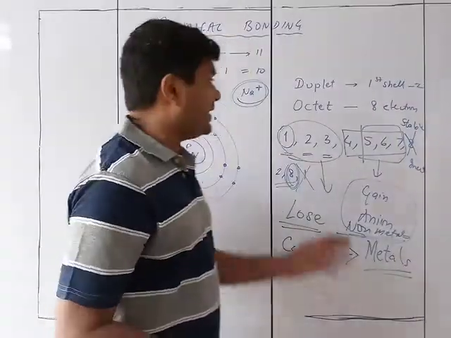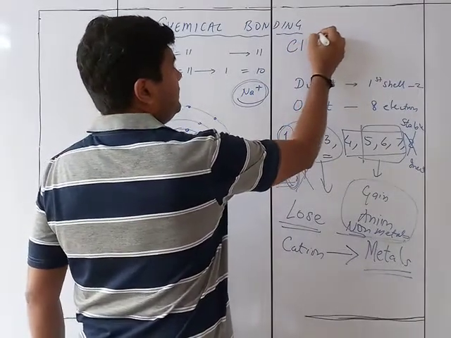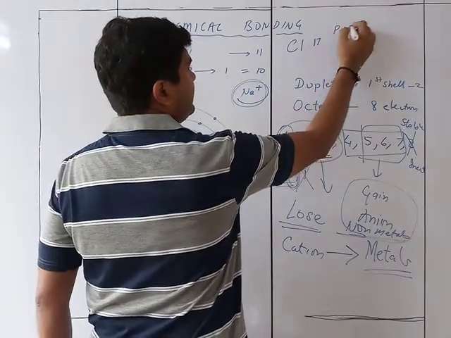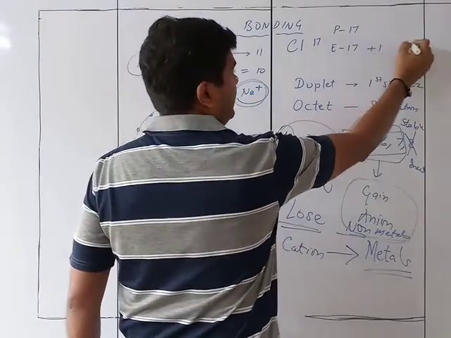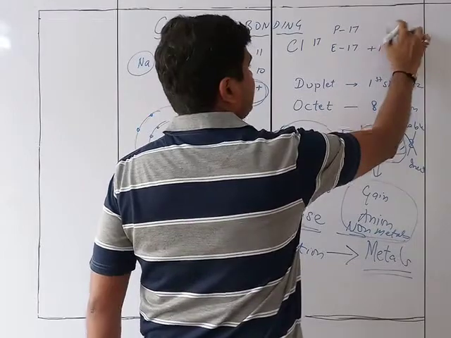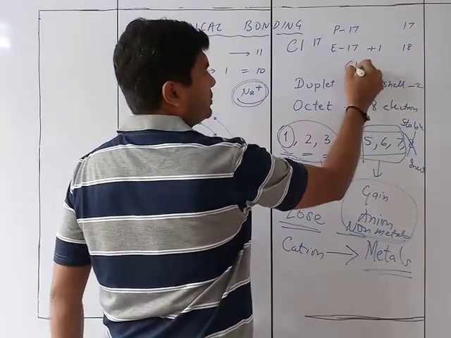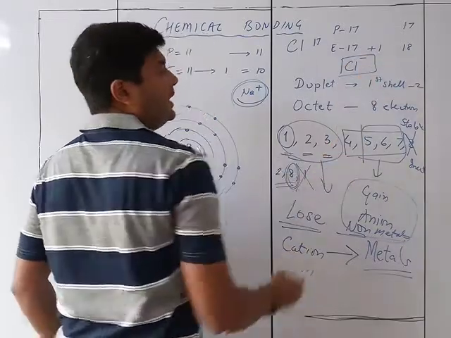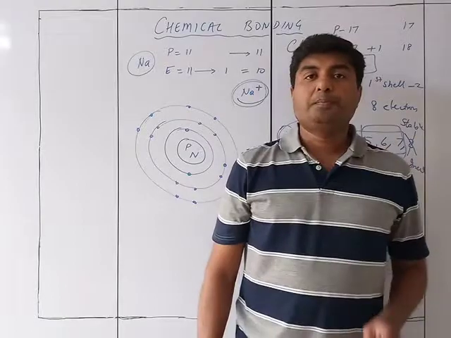Why do we want to be an anion? We can see by this formation. Chlorine, which is 17, has P as 17 and electrons as 17. It is going to gain 1 electron and become 18. So the protons are still 17, but the electrons are 18. So this becomes chlorine minus 1. This is how the non-metals become negatively charged particles.